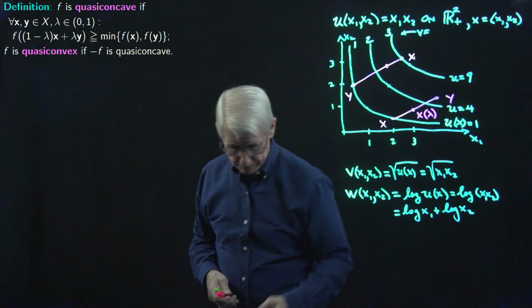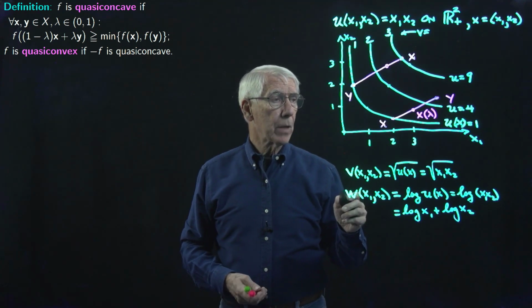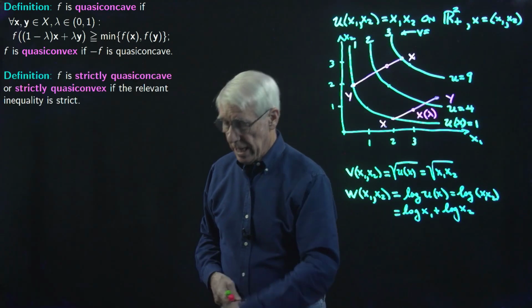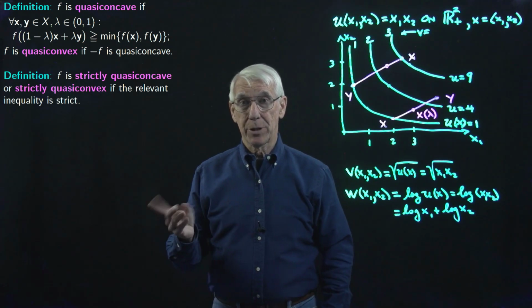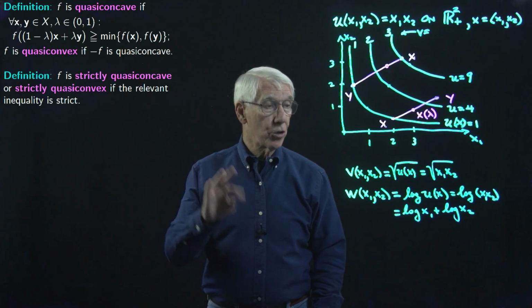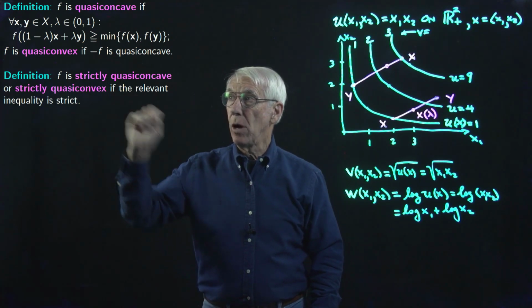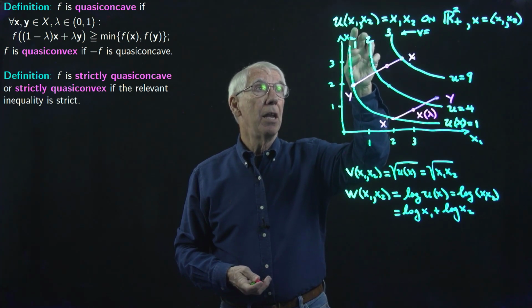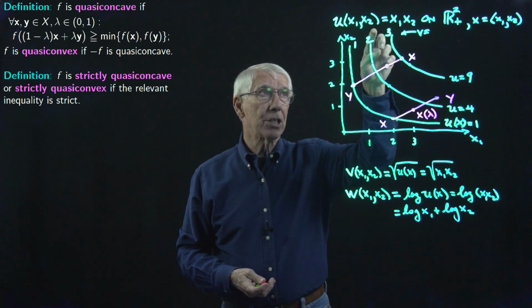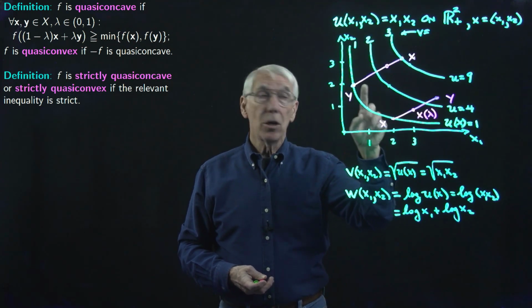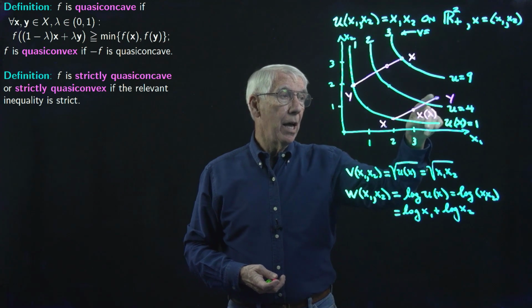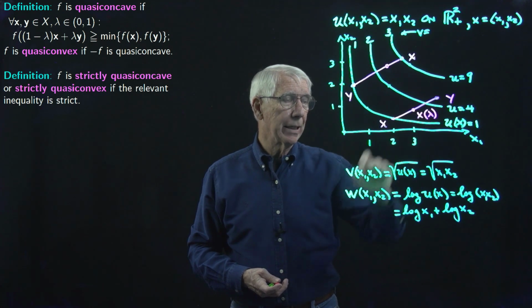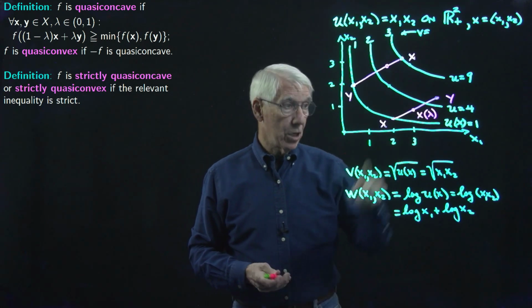Okay, and in fact, we also can talk about strict quasi-concavity and strict quasi-convexity. Just as with concavity and convexity, a function is strictly quasi-concave if the inequality here is strict. In this case, while this function is not concave or convex, it is strictly quasi-concave because this inequality is always going to be strict. If I take a point on the convex combination of 2 points like this, the value is always going to be larger.